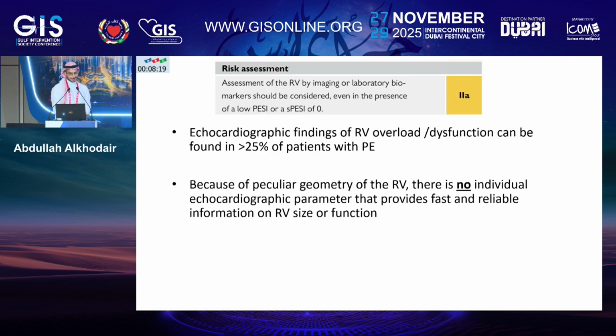The assessment of RV by imaging should be considered even in the presence of a low PESI score. This is a class 2A indication. The question here is, maybe you can do a poll and see who would routinely ask for an echocardiogram for every patient with PE. Even if they are low risk, I think that's still an important consideration here.